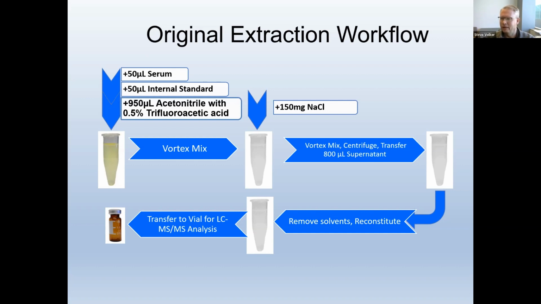So that causes the ACN to essentially be salted out. So it forms 2 liquid layers. So this mixture is vortex mixed, centrifuged, and then we transfer a portion of the supernatant into a separate tube. Then we remove the solvents, reconstitute it in mobile phase, transfer that into an HPLC vial, and then it is ready for analysis.